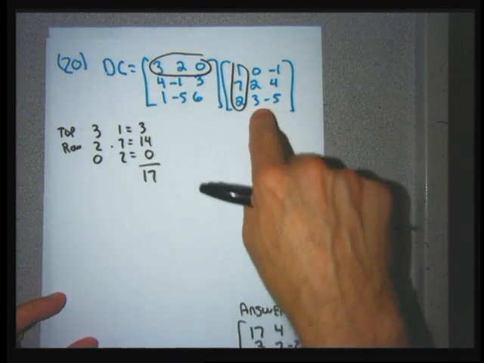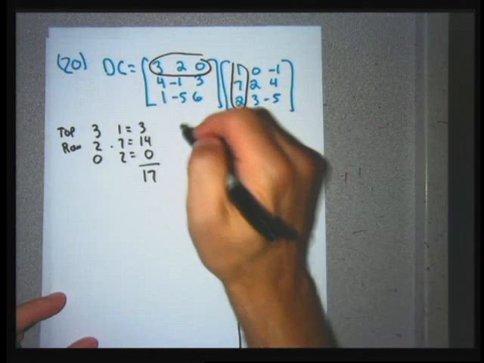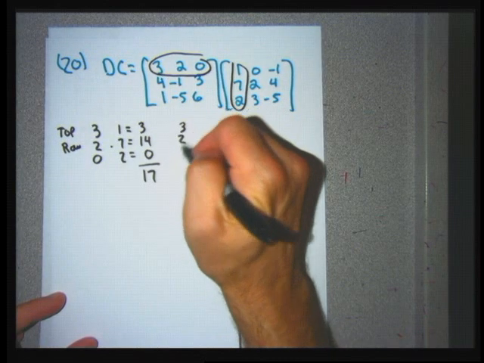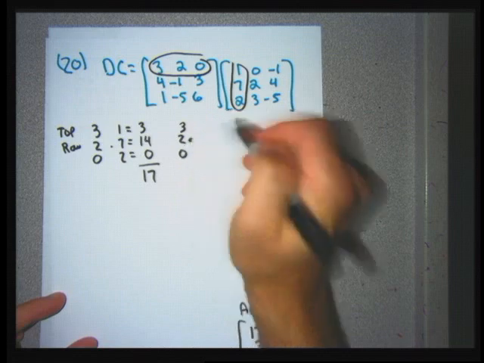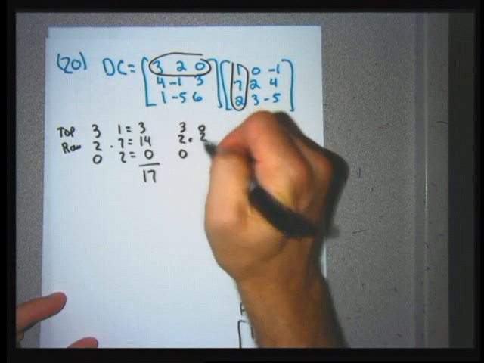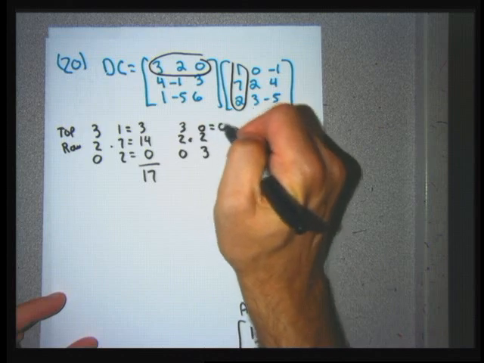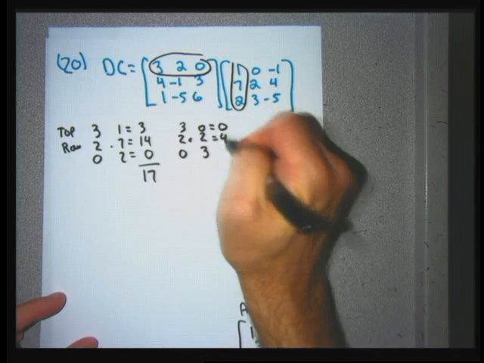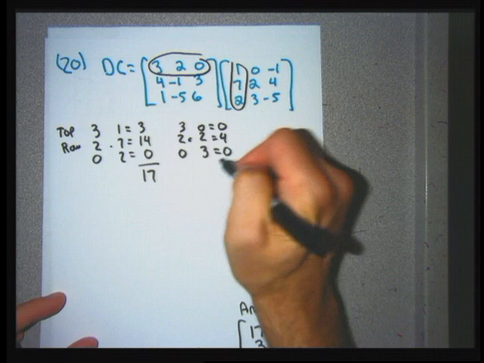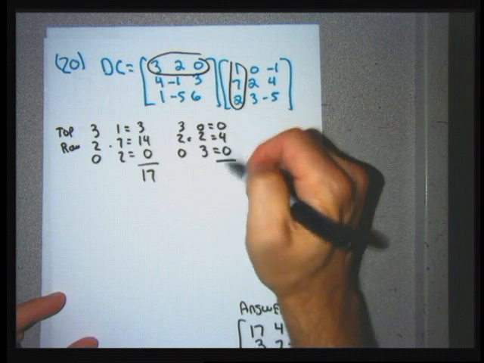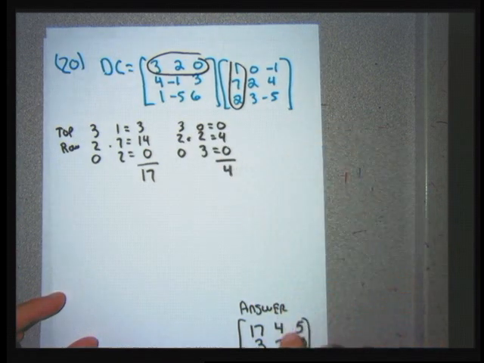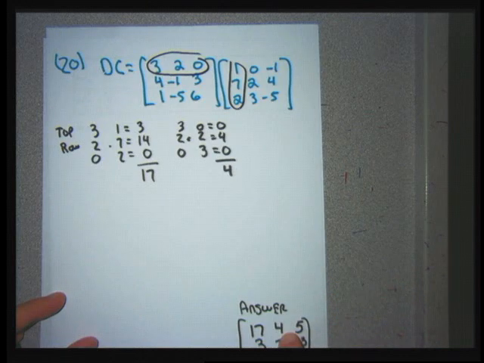Now I'm going to put it next to the 0, 2, 3 column. I'm going to take the 3, 2, 0 top row of D, write it next to the 0, 2, 3 column of C, multiply 3 times 0 and get 0, 2 times 2 and get 4, 0 times 3 and get 0, add 0 plus 4 plus 0 and get 4. There's the 4 in my answer in the top row.